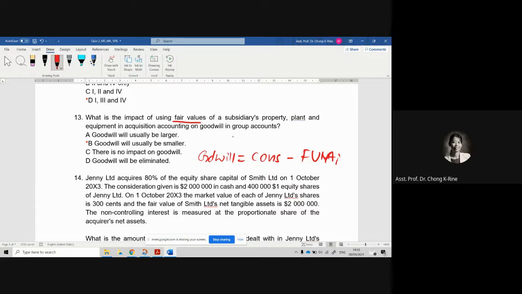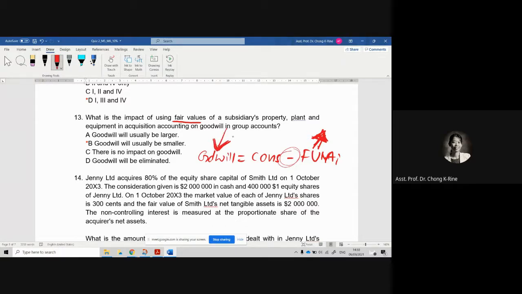So when you increase the asset, or rather the net asset, the fair value is normally appreciated. The property, plant, equipment will increase from how much to how much. So when you increase this, what is the effect? The sign here is negative, right? So when this increases, goodwill will decrease because the sign here is negative, correct or not? If you want to think about logic, also can.